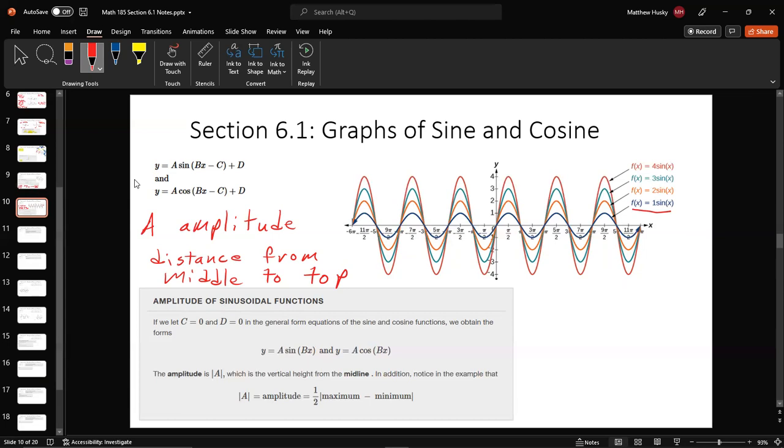This goes down. The one with the 4 goes as low as -4. The one with the 3 goes as far as -3. The one with the 2 goes down to -2. The one with the 1 goes down to -1. This is an alternative way to define it. It's basically half the maximum minus the minimum.